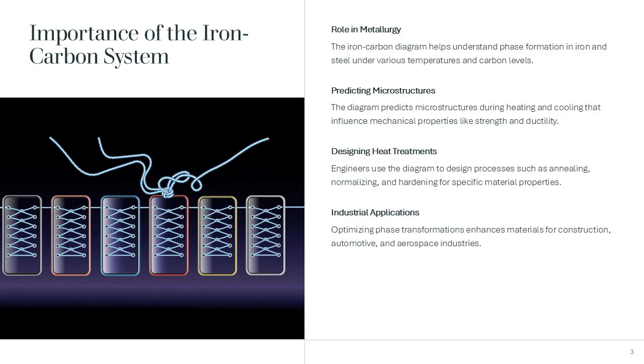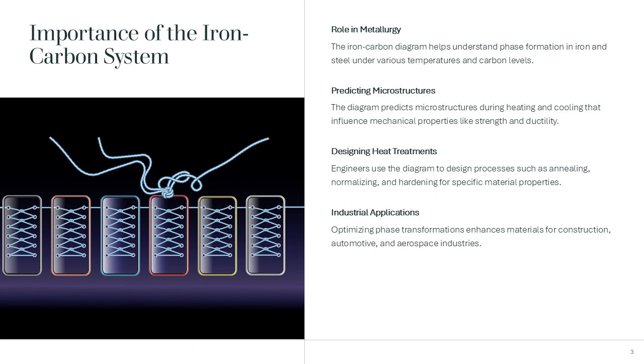The iron-carbon phase diagram is a fundamental tool in metallurgy, providing a roadmap for understanding how different phases of iron and steel form under varying temperatures and carbon concentrations. It is essential for predicting microstructures during heating and cooling processes, which directly influence mechanical properties such as strength, hardness, and ductility. Engineers and metallurgists rely on this diagram to design heat treatments like annealing, normalizing, and hardening, ensuring that materials meet specific performance requirements.